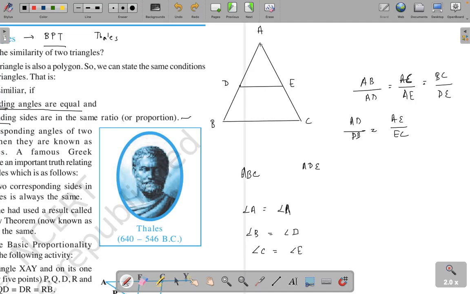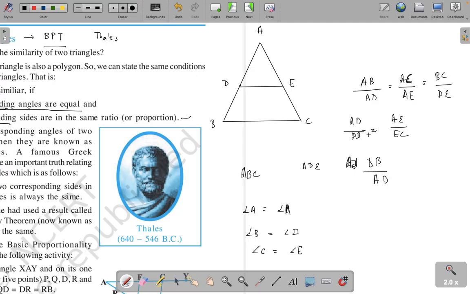See, this and this is equal to this and this. You can just prove it, it is very simple. So AB upon ED, if you just add 1 to both sides, you have AD upon DB. If you just flip both sides, you have AD upon DB equals AE upon EC. If you flip this side, you'll get DB upon ED. So we just take the reciprocal.